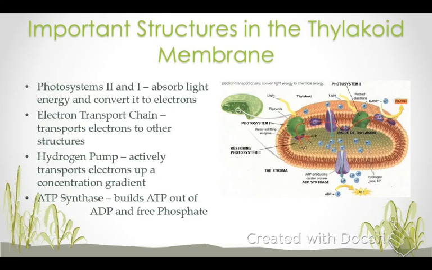This ought to relate right back to where we were talking about last unit, and that is an important piece there: we have a concentration gradient, and it's going up the gradient. Now, if you remember anything, that is active transport. That means that it requires energy. That's important. And then the last structure that we're going to talk about in the thylakoid membrane is the ATP synthase. It builds ATP out of an ADP and a free phosphate.